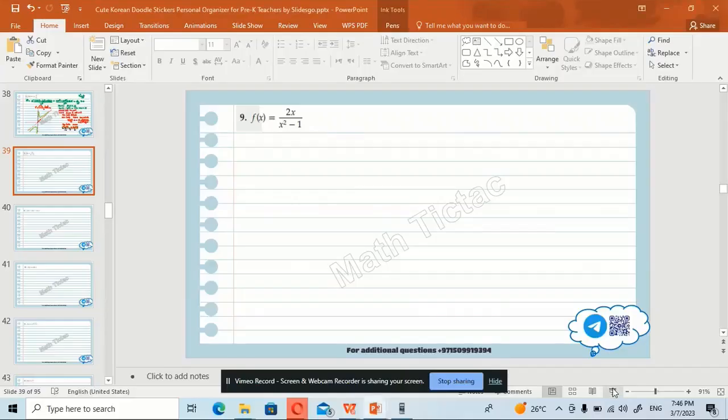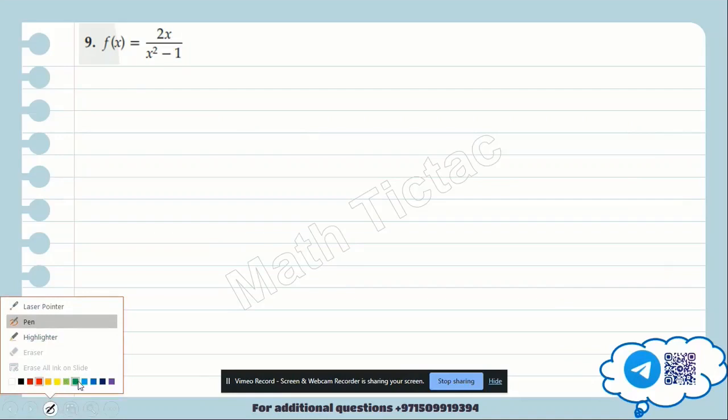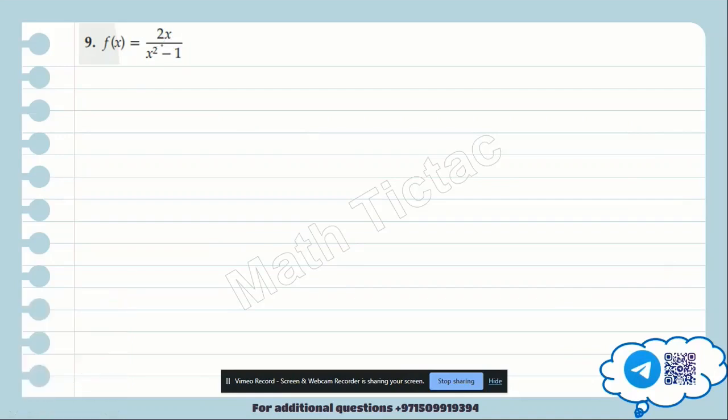Okay, so moving to another question, which is also graphing or sketching a graph for a rational function. So let's see how we can solve this question again. So in here, we have 2x over x squared minus 1. So first of all, I have to find the domain.